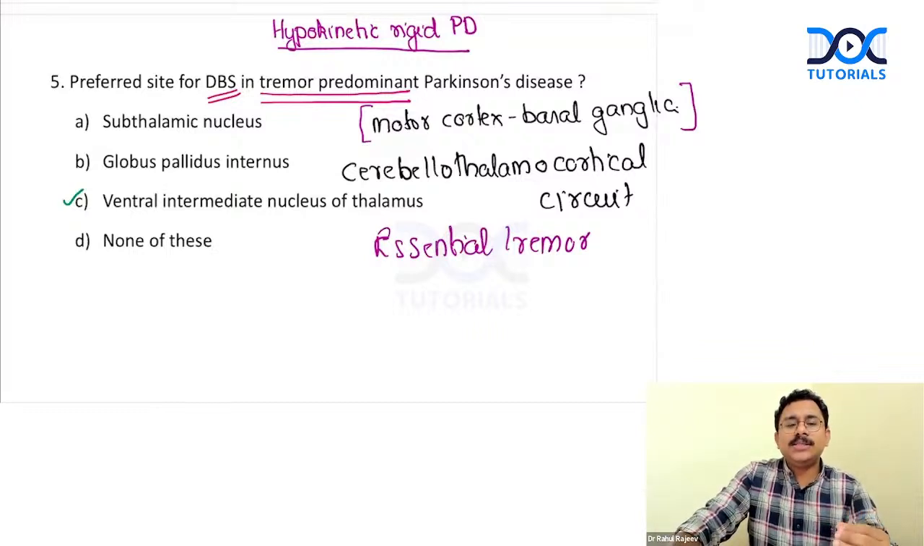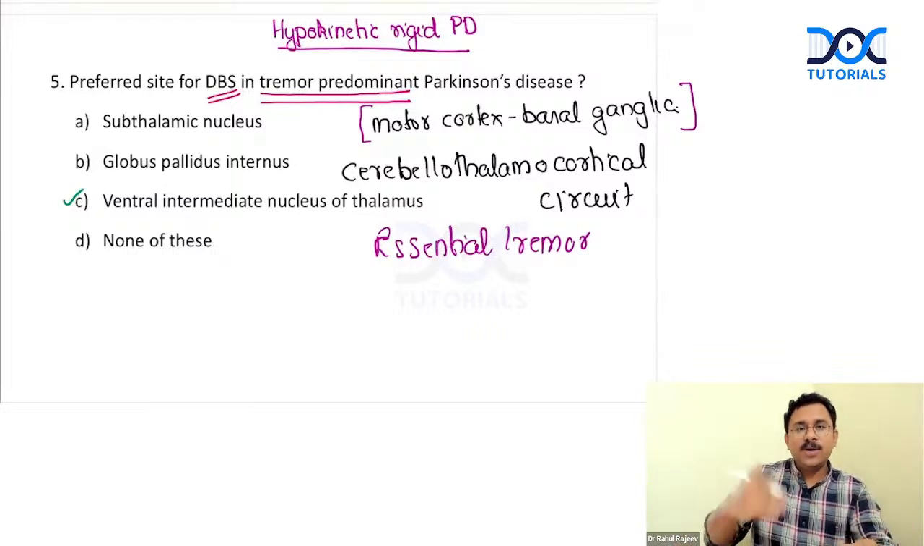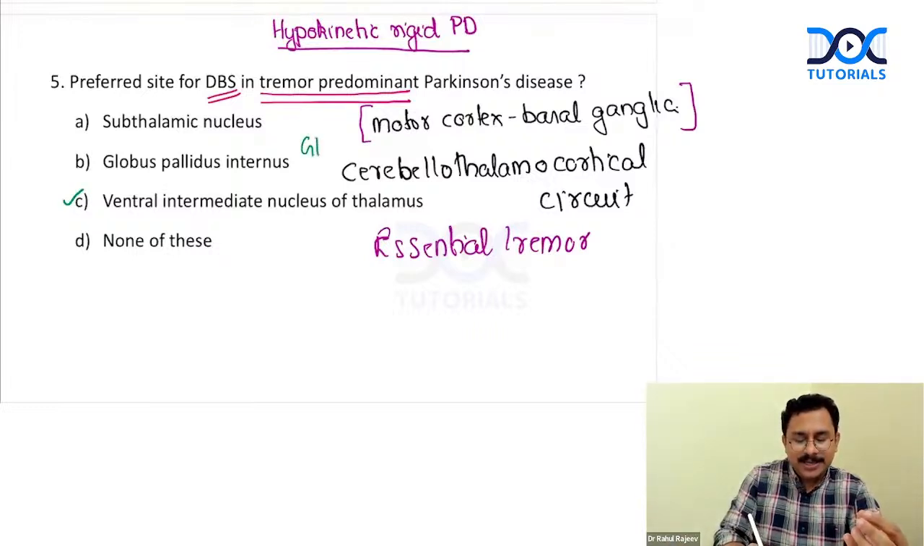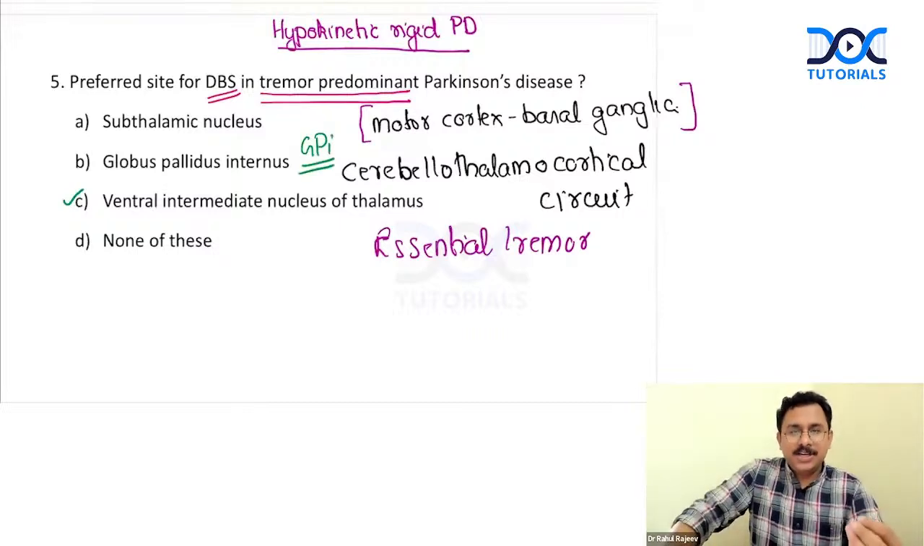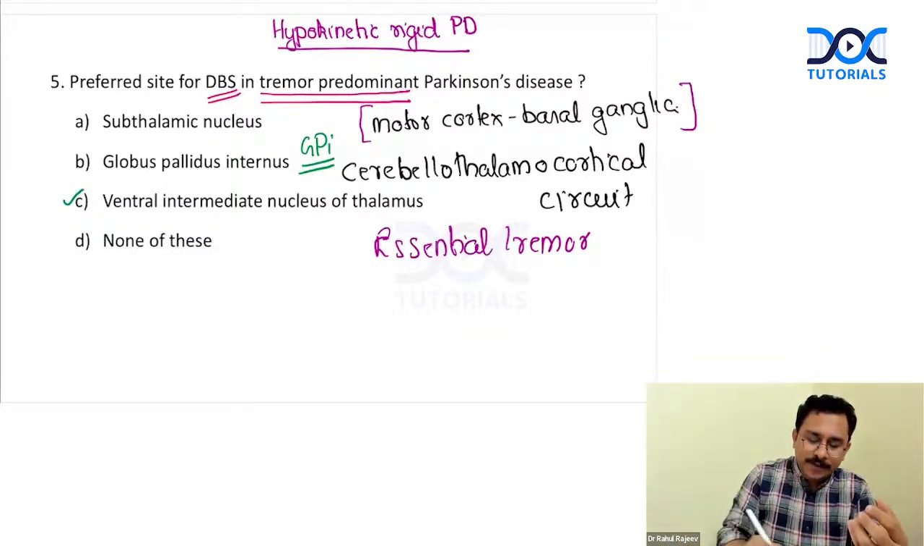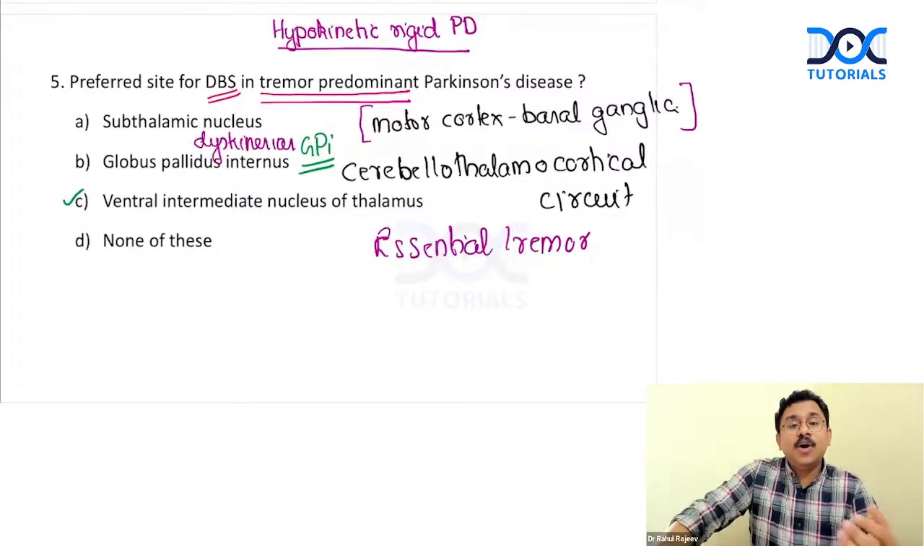Remember, here also the stimulus site will be the ventral intermediate nucleus of thalamus. The answer would have been option C in that case as well. Okay, right. And when do you prefer globus pallidus internal stimulation? GPI stimulation is often preferred when the patient with Parkinson's disease also has severe dyskinesias. So if the patient with Parkinson's disease is having severe dyskinesias, then the preferred site will be the globus pallidus internal. Okay, right. So I hope I have answered that.